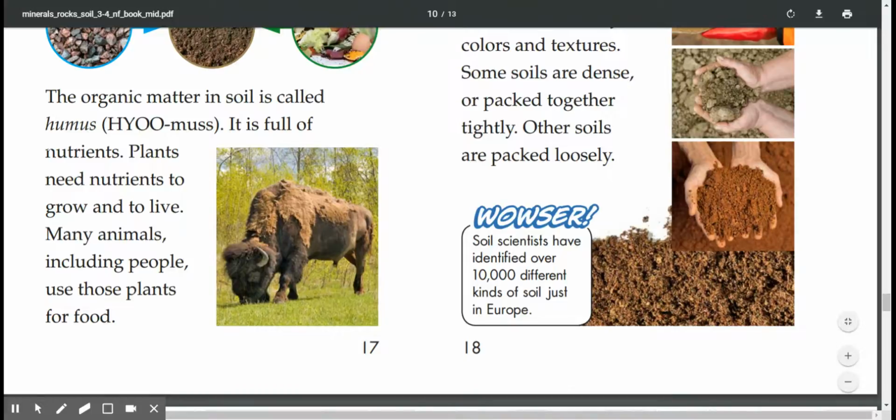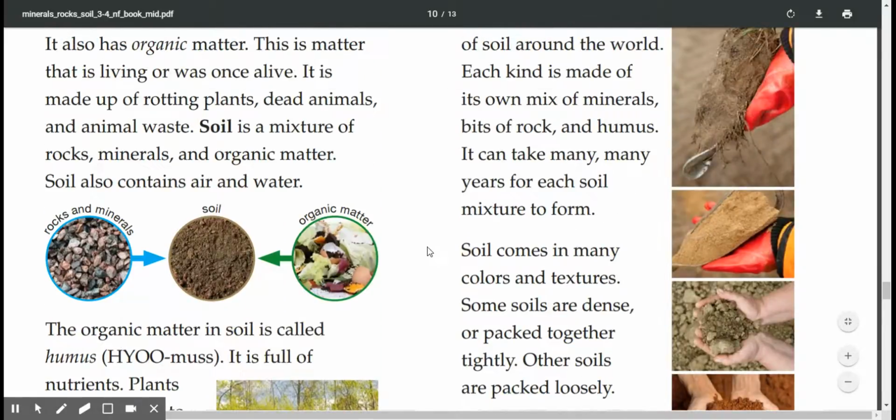Now, the organic matter in soil is called humus. It is full of nutrients. Plants need nutrients to grow and to live. Many animals, including people, use those plants for food.